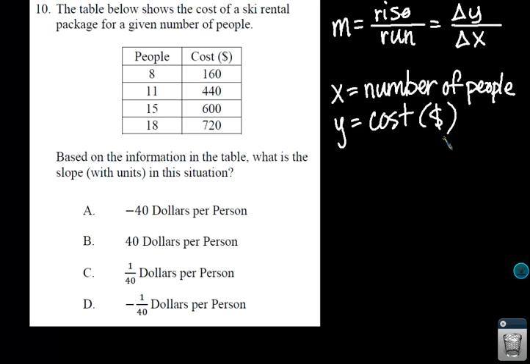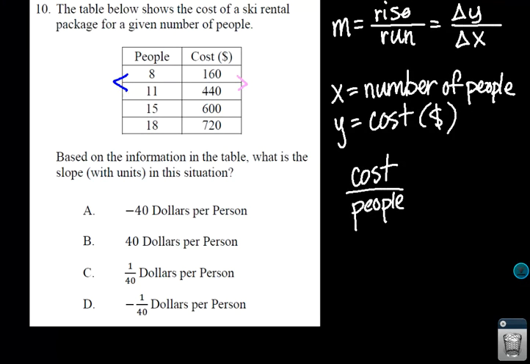So our change in Y is going to be the cost, and our change in X is going to be people. So if this was a unit ratio, or a unit rate, this would be cost per one person. So dollars per person is the units they give in each of these scenarios. So we want to measure the change in cost and put that over the change in the number of people.